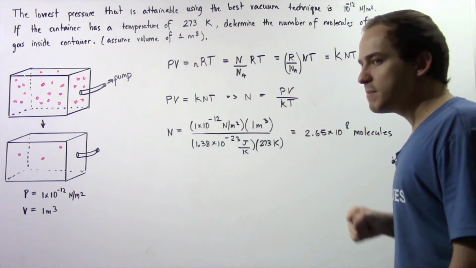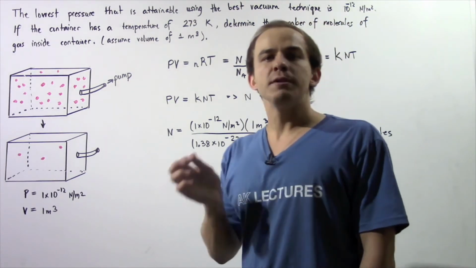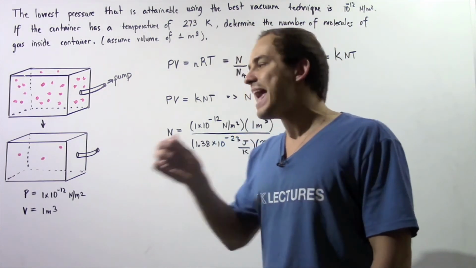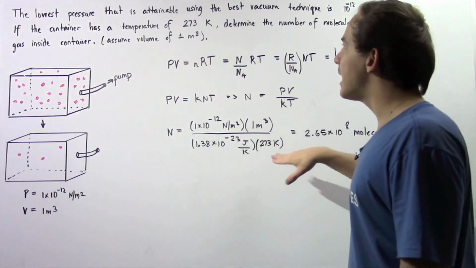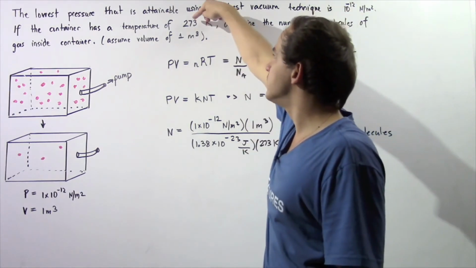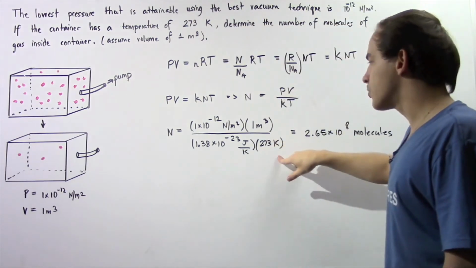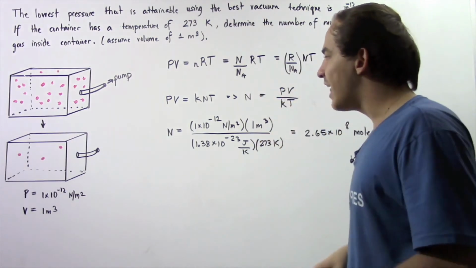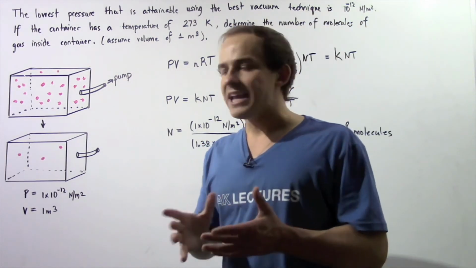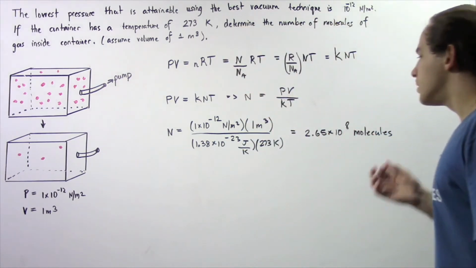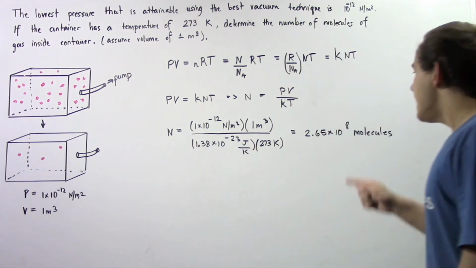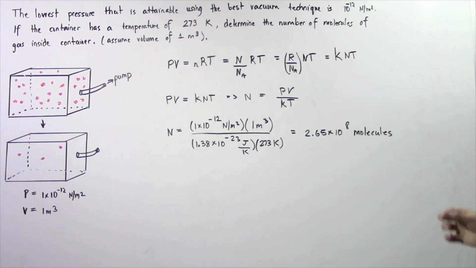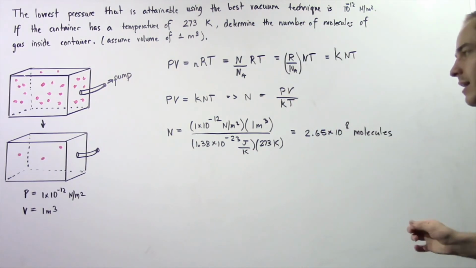We know what the Boltzmann constant is. That's 1.38 × 10⁻²³ joules per kelvin. And we multiply that by our temperature given in kelvins, 273. So we plug these values into our calculator and we find that the number of molecules remaining inside our container is 2.65 × 10⁸ molecules.